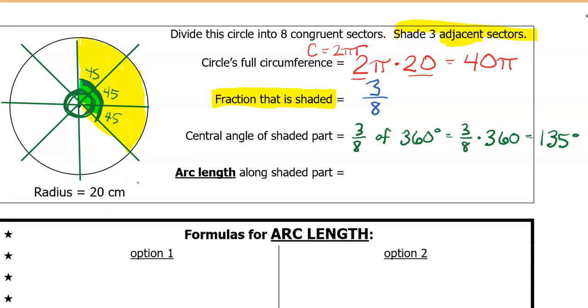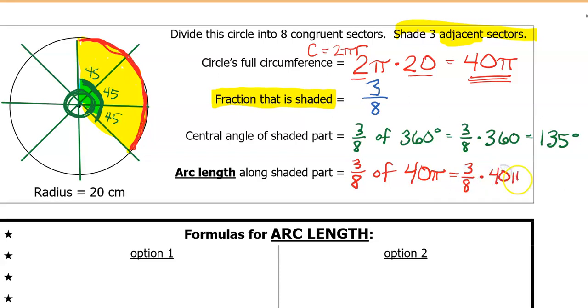But then the new thing here is dealing with the arc length. Just as we did for the central angle, I had 3/8 of the full angle. So now I want 3/8 of the full circumference. So 3/8 of our full circumference, 40 pi. So that's 3/8 times the full circumference.